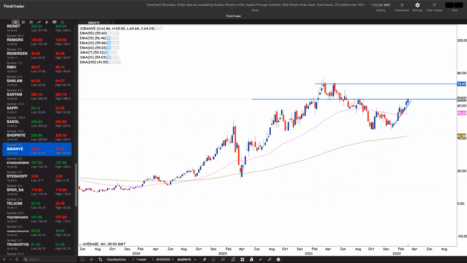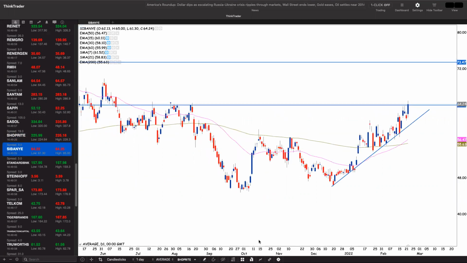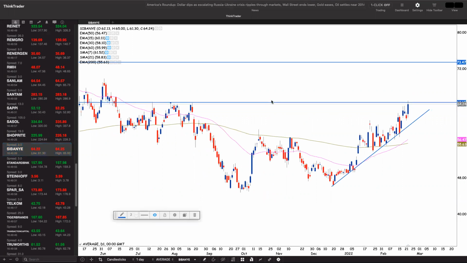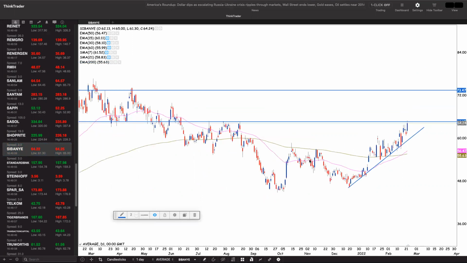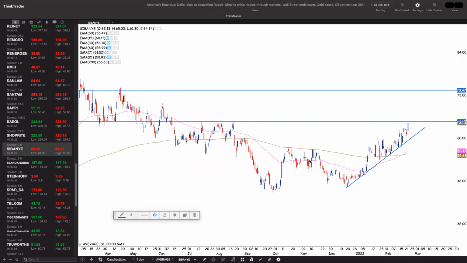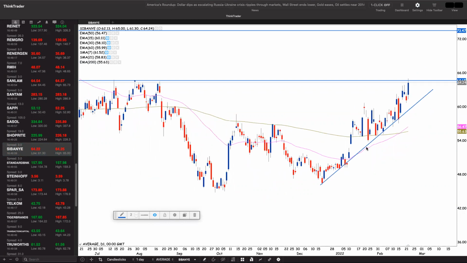Okay, Sibanye. Let's see. I will be buying Sibanye. Maybe let's wait for it to close through that. No, let's wait for it to close through that candle there. So I'm going to wait one more day to build a position here on Sibanye.